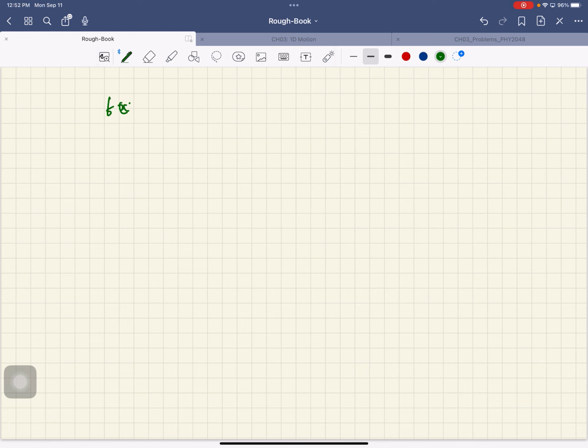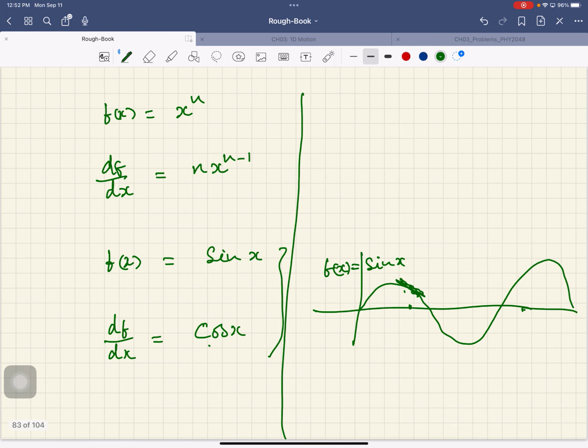If f of x is e to the x, df by dx, anybody know what that is? e to the x. That's the only function whose derivative is itself. If f of x is log of x, df by dx is 1 over x. Again, you can look up tables that give you derivatives of functions. In our example, all we used was this one: if you had x to the power n, the derivative of that was n x to the power n minus 1. So if your function was t cubed, what was the derivative? 3t squared. That's what we used there.